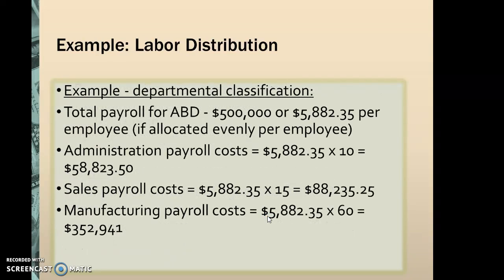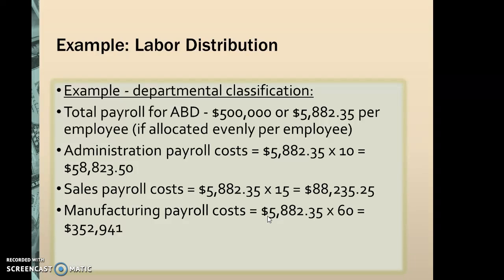So an example of department classification: ABD has a payroll of $500,000, or $5,882 per employee if it's allocated evenly per employee. Then administration payroll costs, if you take that amount multiplied by the number of employees in the administration department, would equal $58,823.50. For sales, you would use the same amount multiplied by the number of employees in the sales department, and they would have a payroll allocation of $88,235.